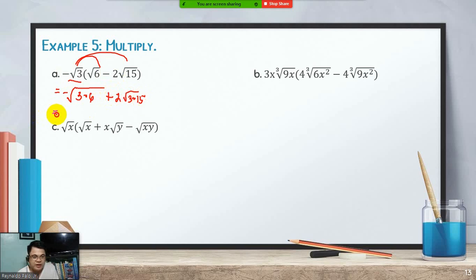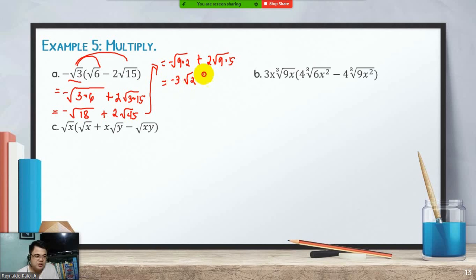Then let us simplify this. So this will become negative square root of 18, while this one is 2 square root of 45. Then the next thing is negative square root of 18, factors 9 and 2, plus 2 square root of 45. The factors of 45 are 9 and 5. Then we can already simplify this. Square root of 9 is 3, so negative 3 square root of 2 plus 2 times square root of 9 is 3 square root of 5.